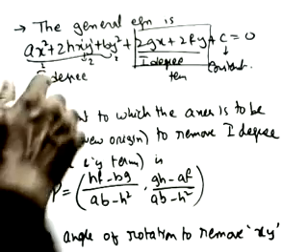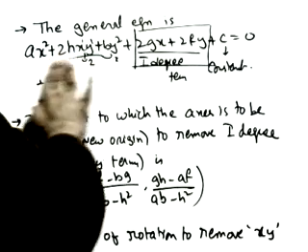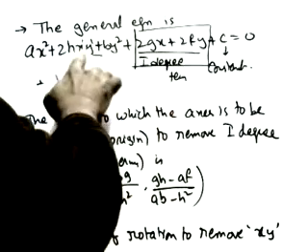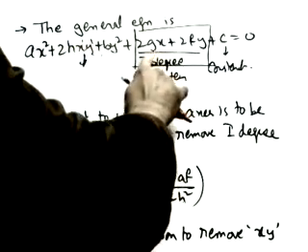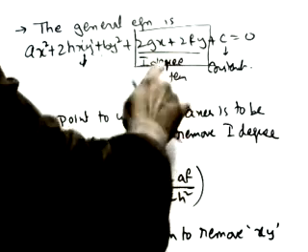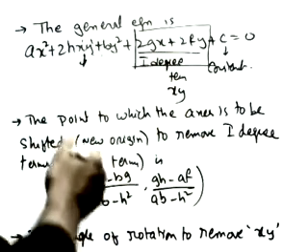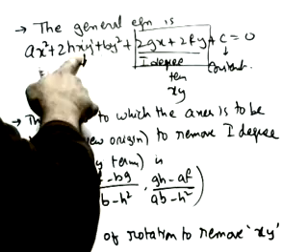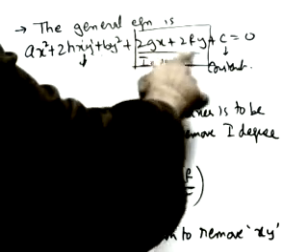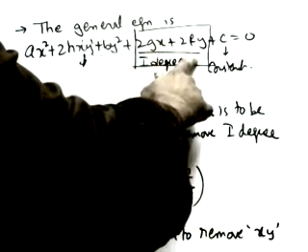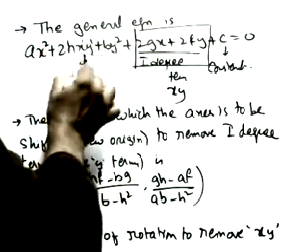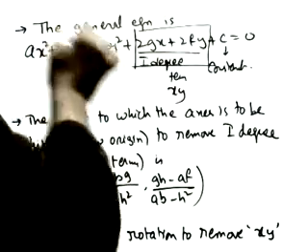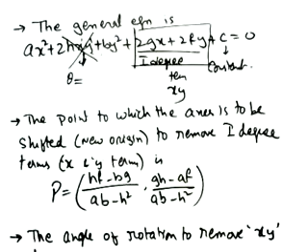One more formula is here: the angle to remove the xy term. Sorry, not the x and y terms; the xy term is this term. Watch carefully, what is the difference? X and y terms mean these two first degree terms, whereas the xy term means only this term. So to remove the xy term, we need an angle formula.